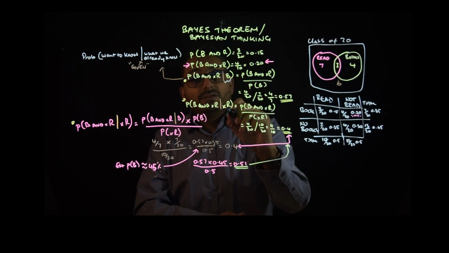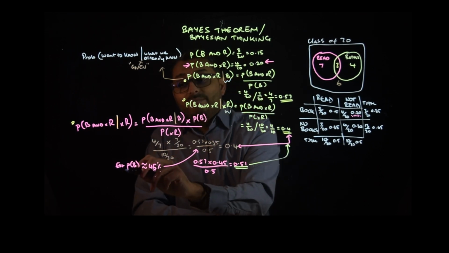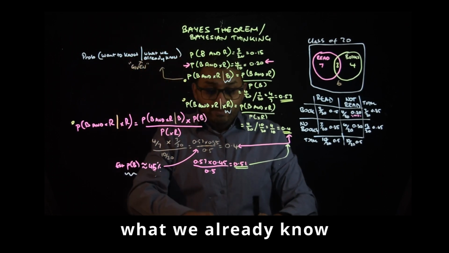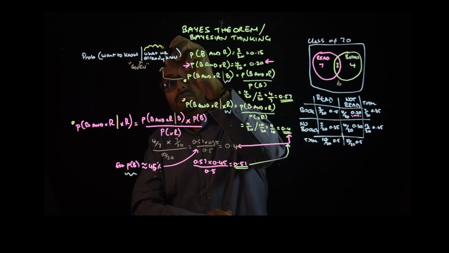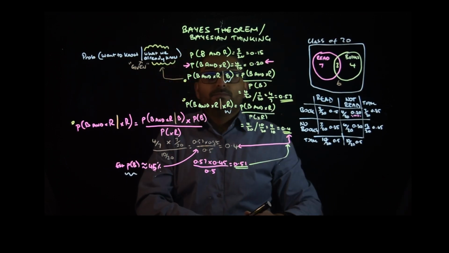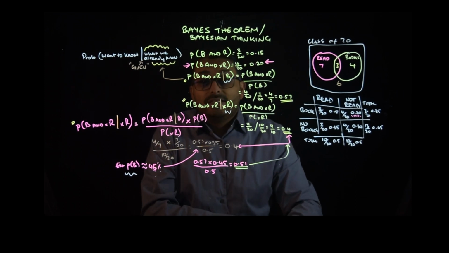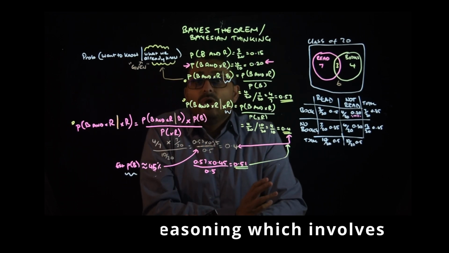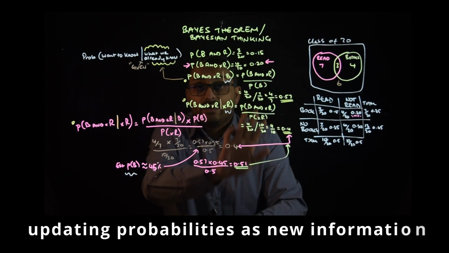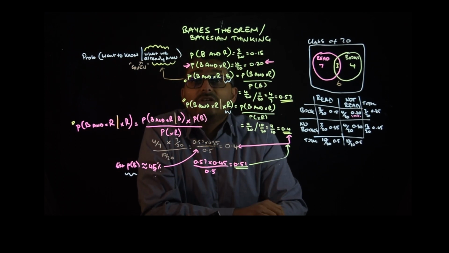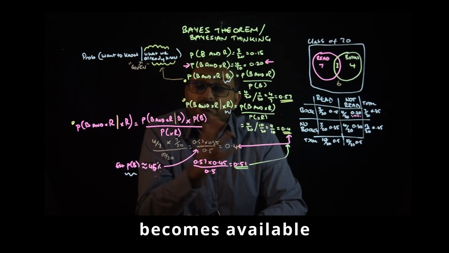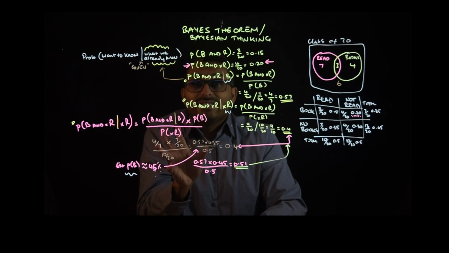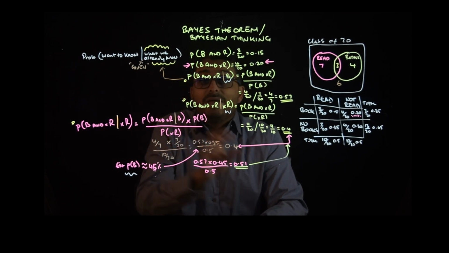So whether we know this, whether we estimate this, we're taking all of what we already know as best as possible when making decisions. And so Bayesian thinking is a form of reasoning which involves updating probabilities, like we've done here, as new information becomes available. And that is essentially what Bayes' theorem and Bayesian thinking is about.